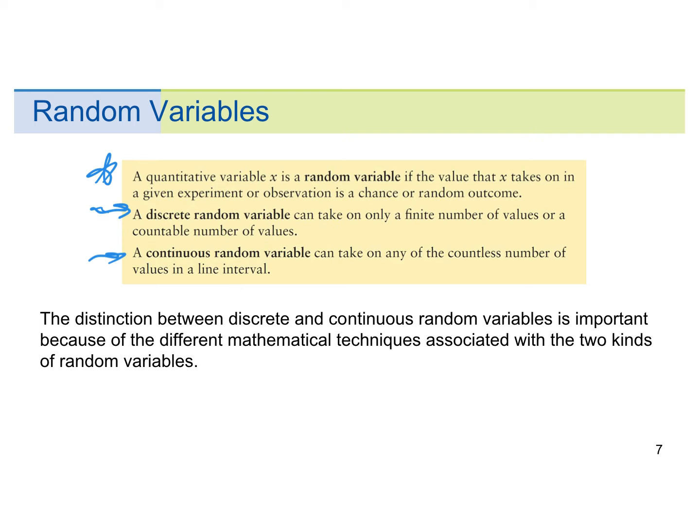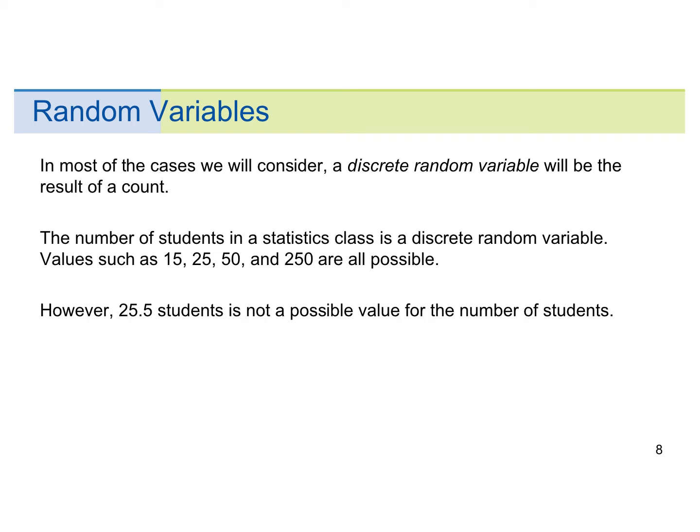Discrete. It's not going to be 23.2 of the 50 vote. No, 23 voted, or whatever it may be. So let's break it down.